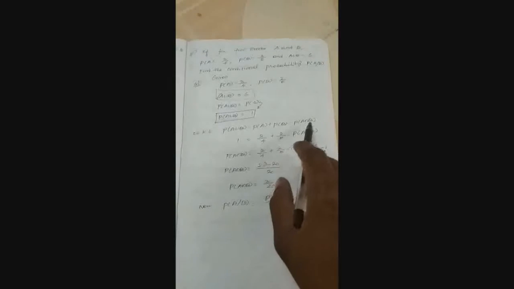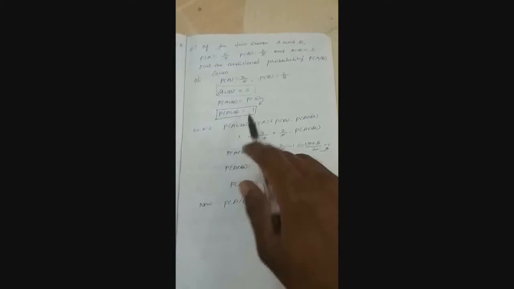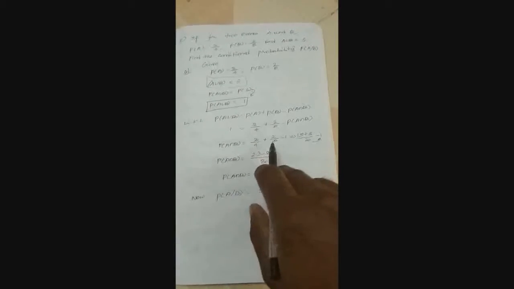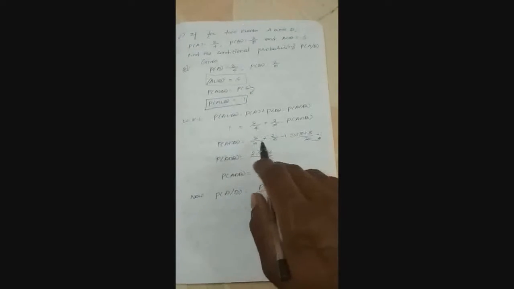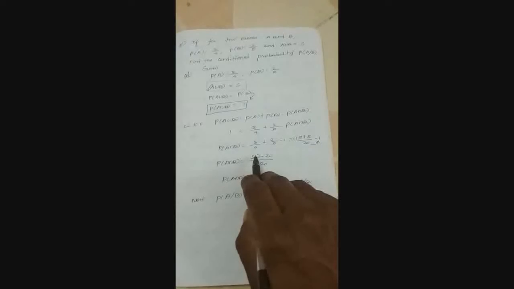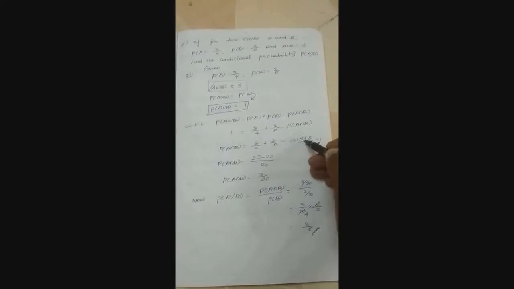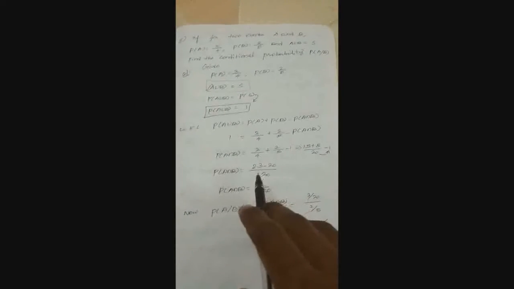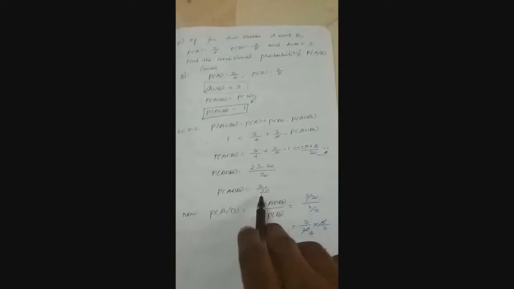We know that P of A union B equals P of A plus P of B minus P of A intersection B. Now P of A union B, value 1, equals P of A value 3 by 4, plus P of B value 2 by 5, minus P of A intersection B. So P of A intersection B equals 3 by 4 plus 2 by 5 minus 1. Now 3 fives are 15, 4 twos are 8, 4 fives are 20. 15 plus 8 is 23, minus 20, divided by 20. So P of A intersection B equals 3 by 20.